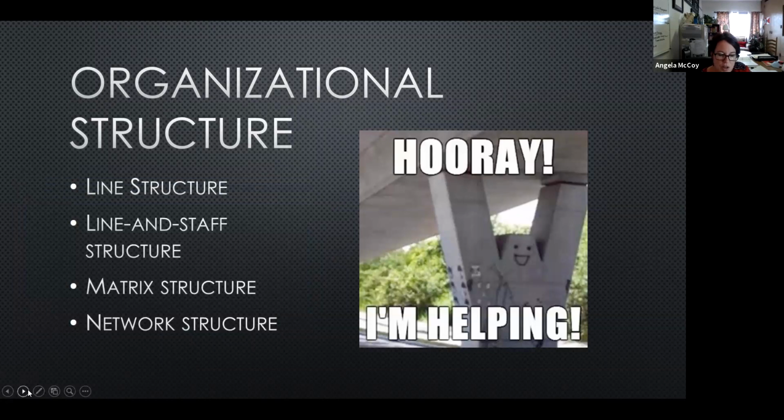So, organizational structure. There are four basic forms of organizational structure, and they are line structure, line and staff, matrix, and network structure. The line structure is when the chain of command goes directly from person to person throughout the organization. Managers within a line structure are generally called line managers. They make decisions and give orders to subordinates to achieve the goals of the organization.